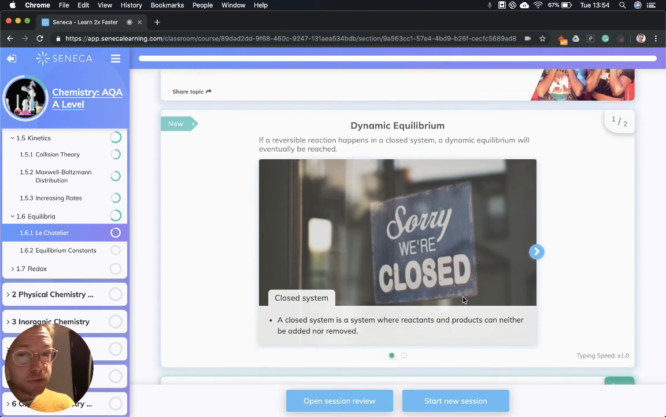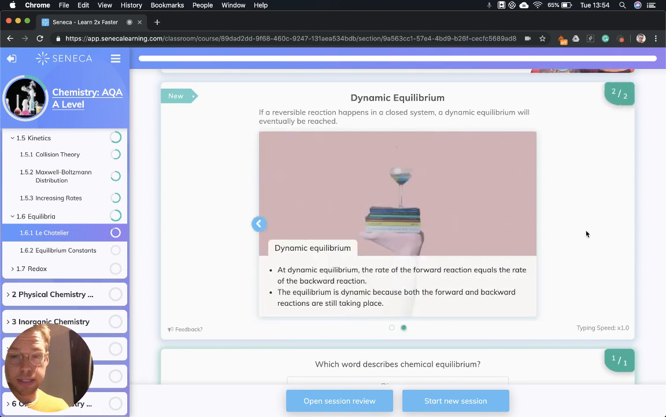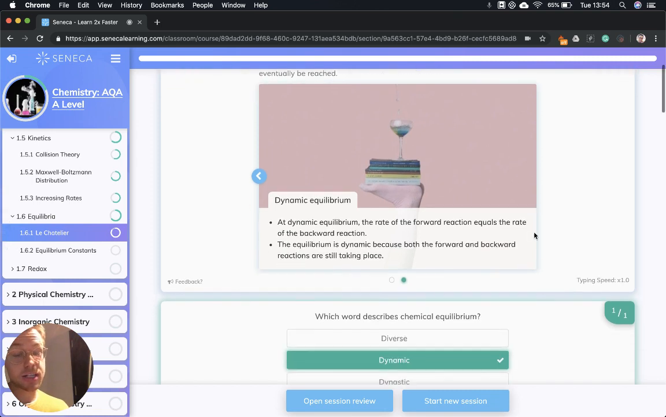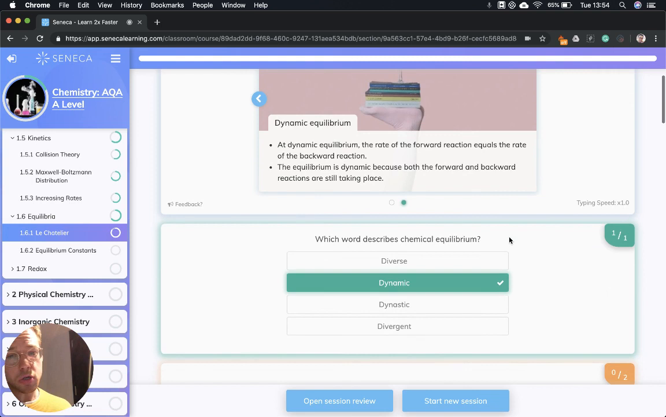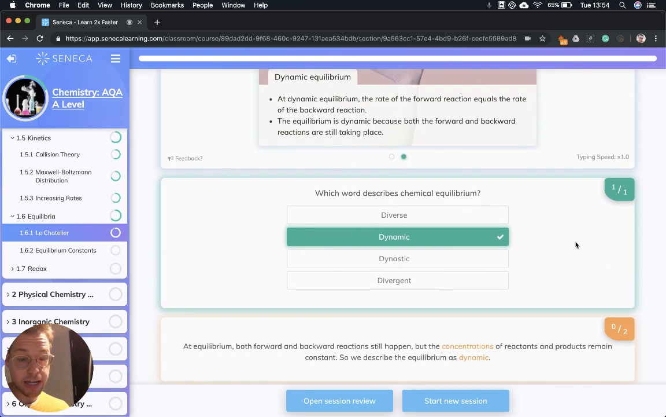Dynamic equilibrium. If a reversible reaction happens in a closed system, a dynamic equilibrium will eventually be reached. A closed system is a system where reactants and products can neither be added nor removed. At dynamic equilibrium, the rate of the forward reaction equals the rate of the backward reaction. The equilibrium is dynamic because both the forward and backward reactions are still taking place. So the key word we use to describe a chemical equilibrium is dynamic.